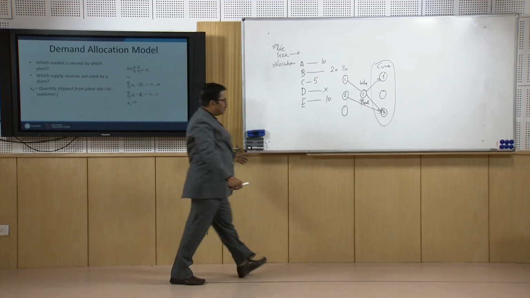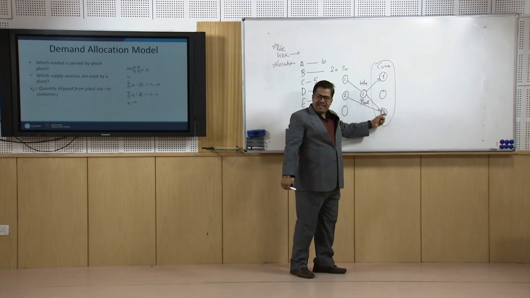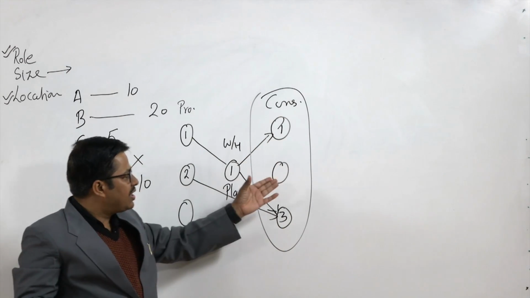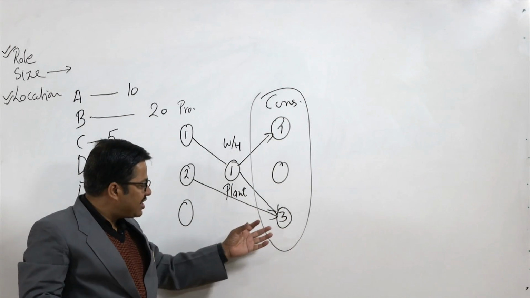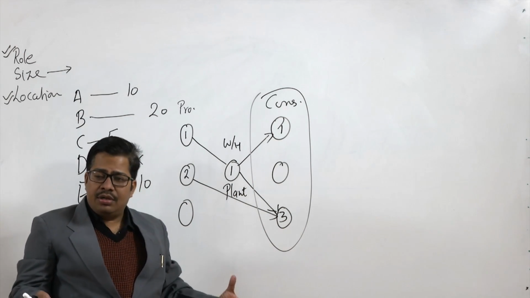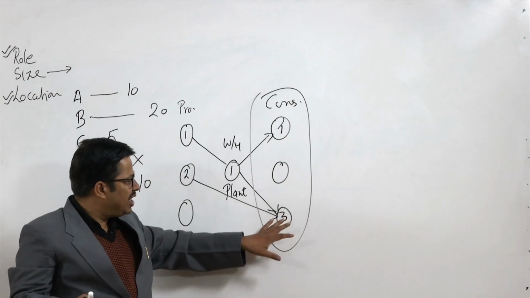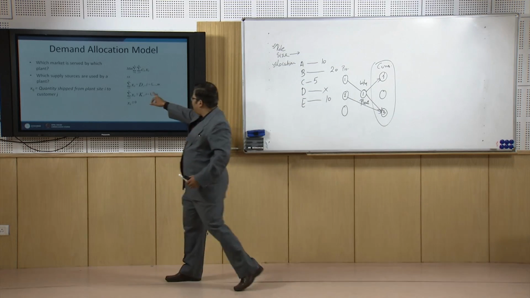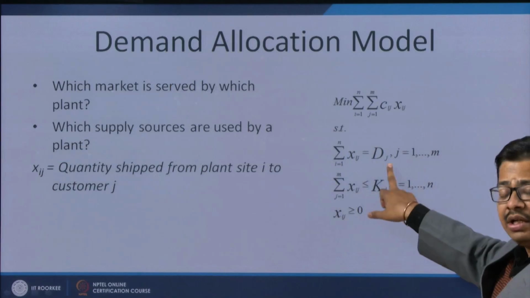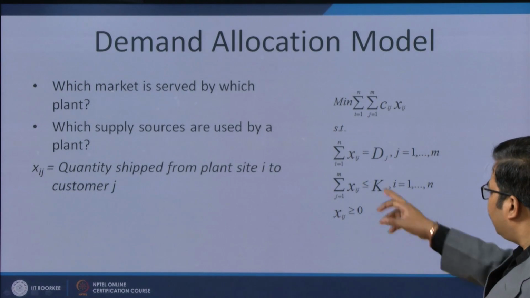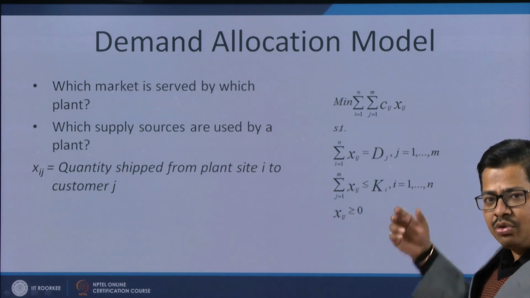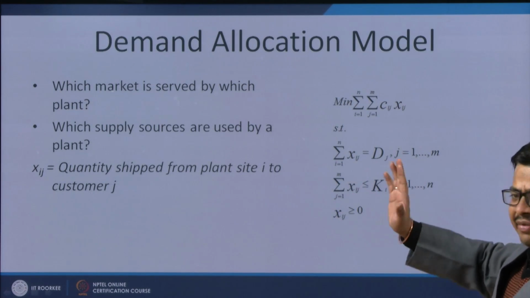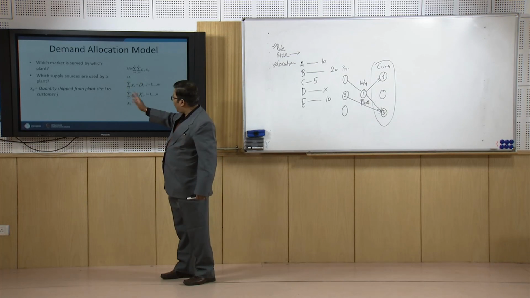So if I have 3 destinations, destination 1 requires 10 products, destination 2 requires 5 products, destination 3 requires 15 products. So my total demand is 15 plus 5 plus 10, which means 30. So this is Dj, capital Dj represents that 30. So total demand is fulfilled, and that total demand is fulfilled from various units which are coming from ith sources.